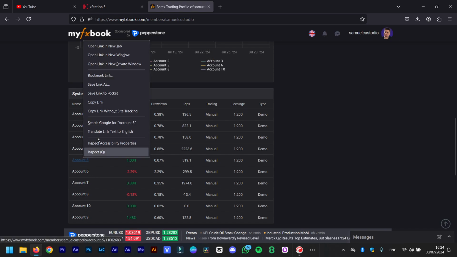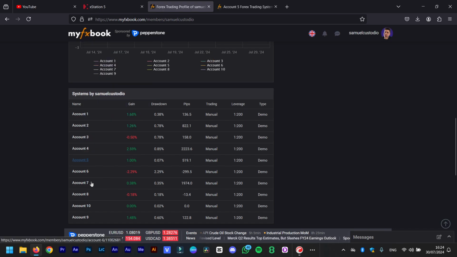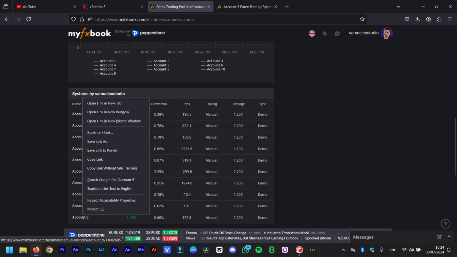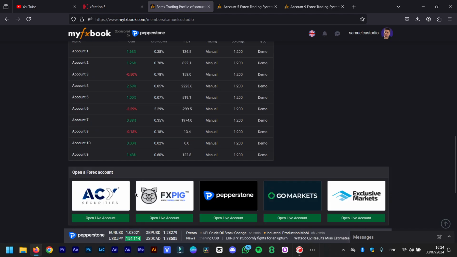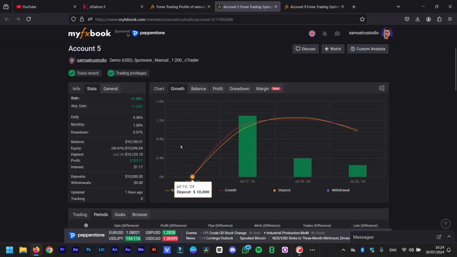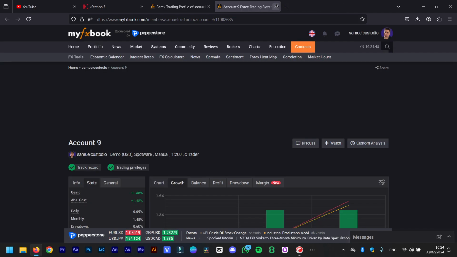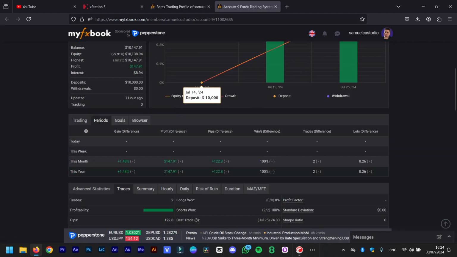We have account number 5, account number 6, which is negative, account number 7, account number 9, account number 10. 10 hasn't made any profit yet. But account 10 is still at 0% because the wave of this strategy is against me. So as of now, I gotta wait. There's nothing to do here but wait. Okay. And yeah, that's pretty much it. Okay, as you can see, this account's positive. The other account here is positive as well.